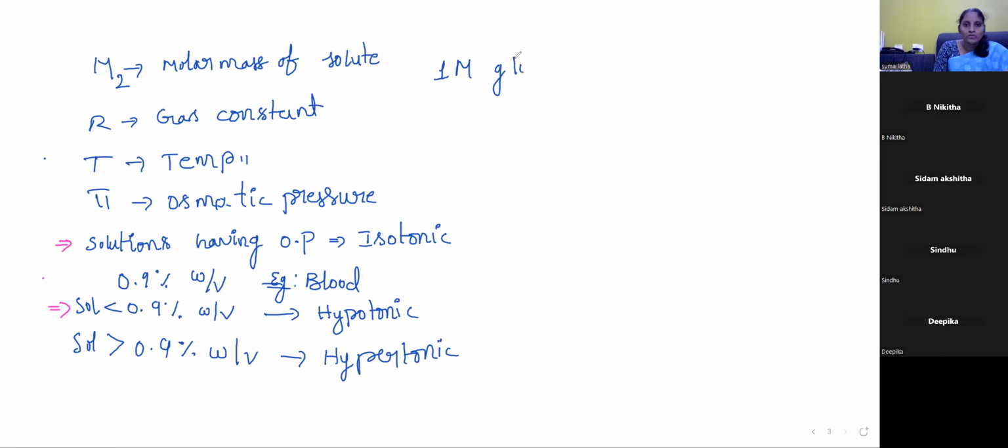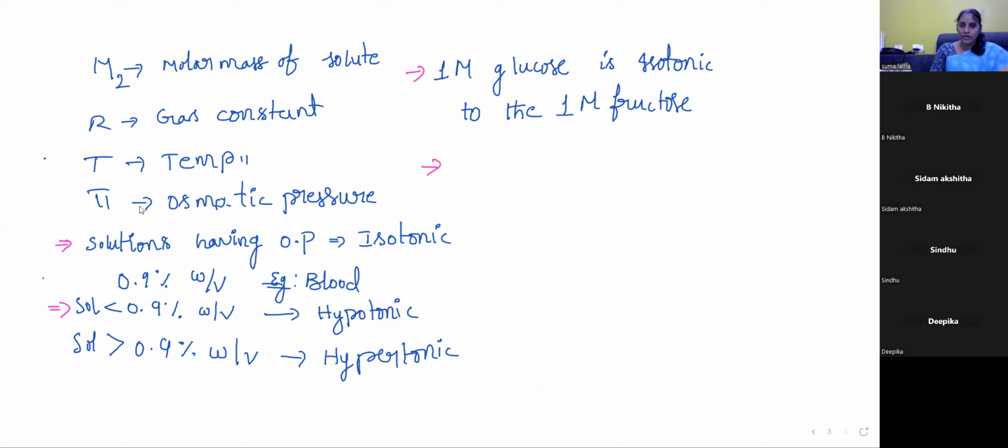So suppose 1 molar glucose is isotonic to 1 molar fructose. Next example: solutions which are having lower concentration than 0.9, I told you, are hypotonic, and if they are having higher concentration than 0.9, those solutions are known as hypertonic solutions.